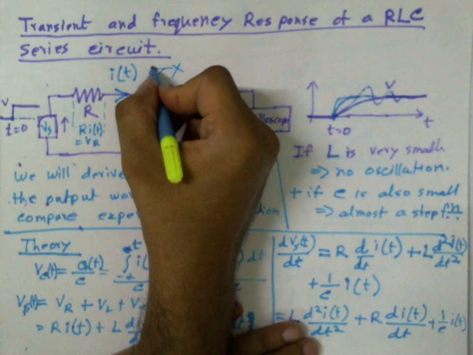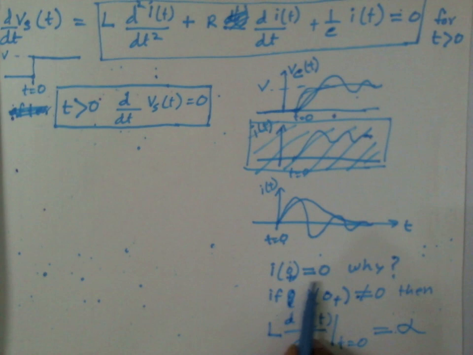Okay, let me erase this. So we know that the current immediately after the switching on, i(0), is equal to 0. Again, what else do we know?